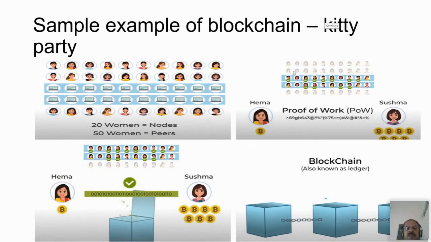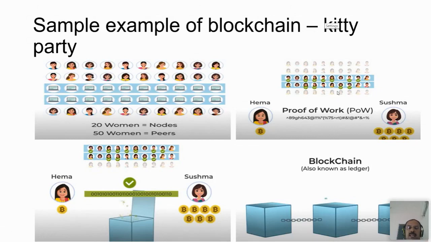So if someone wants to influence this, suppose instead of giving 2 units of money, they try to give 1 unit of money, and then ask the person to update the record as 2 units of money, then you can influence one person, but you have to influence all the other people, right? So that is what is difficult to do.